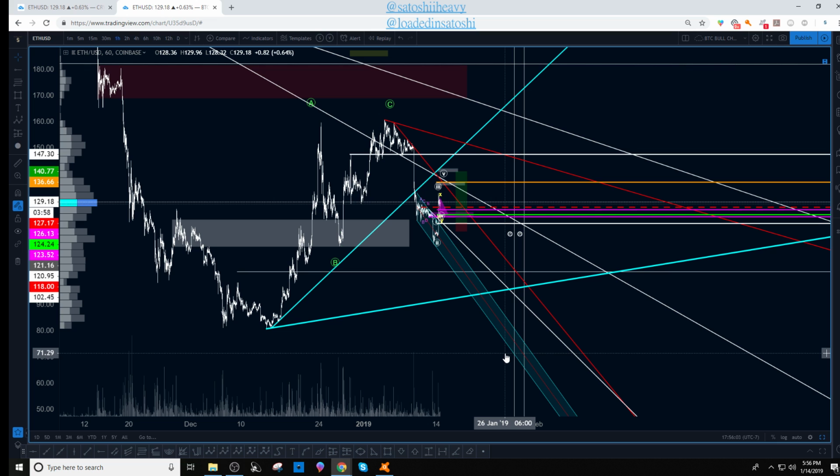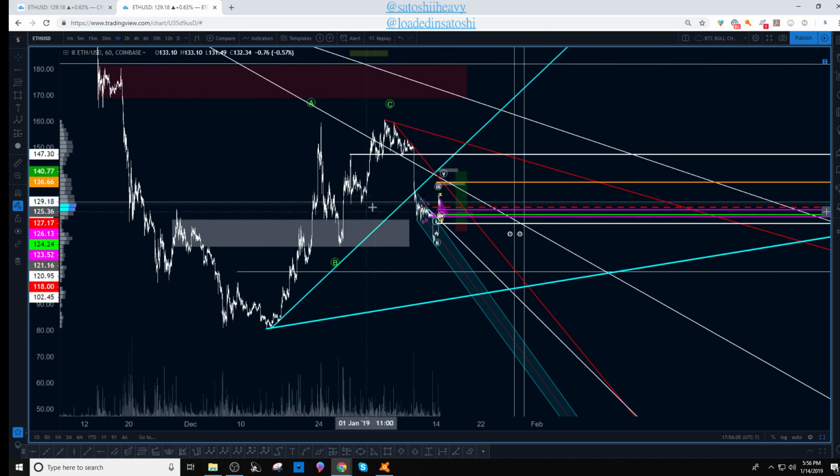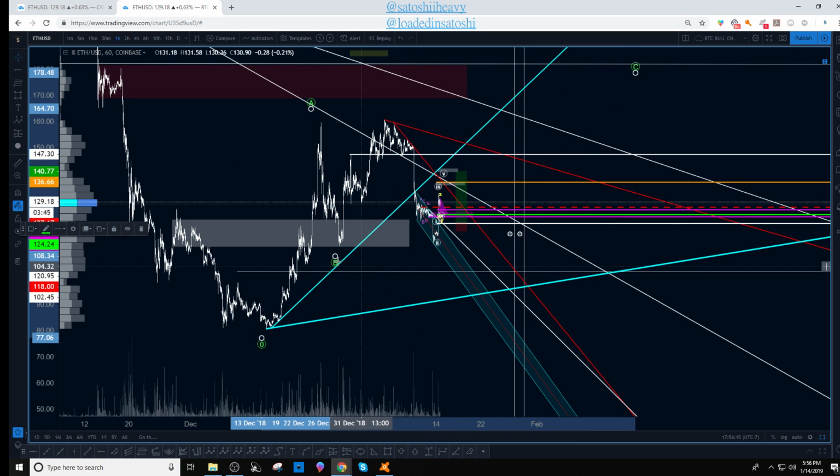There's not that many options left, in my opinion. I don't think we'll put in a W, X, Y here. I think it'll either be a 1, 2, 3, or we're moving up for wave C of an ABC, like this.